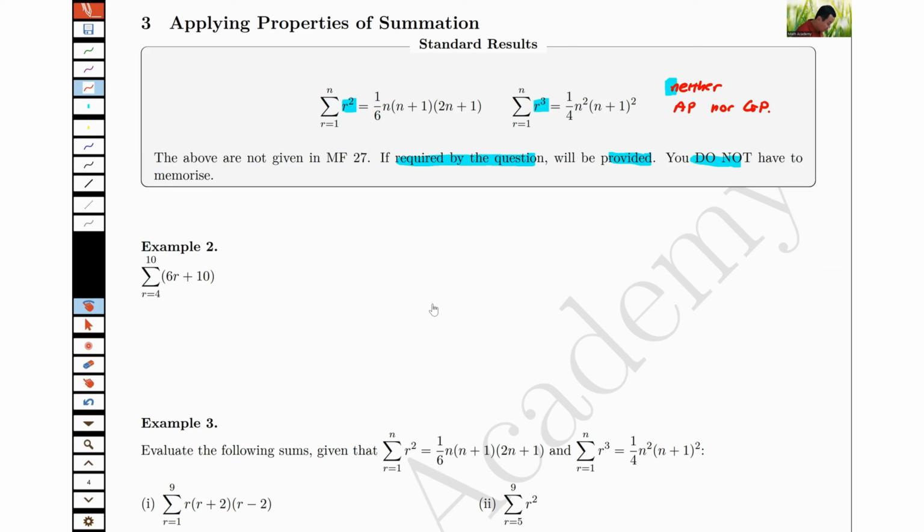Okay, just to prove my point, I write out a few terms from r squared. It will be 1 squared plus 2 squared plus 3 squared. This is 1 plus 4 plus 9. There is no pattern in the sum. You don't get a common difference, neither do you get a common ratio. So do not treat it as an AP nor a GP. Use whatever formula they give, which I will show you how we can apply.